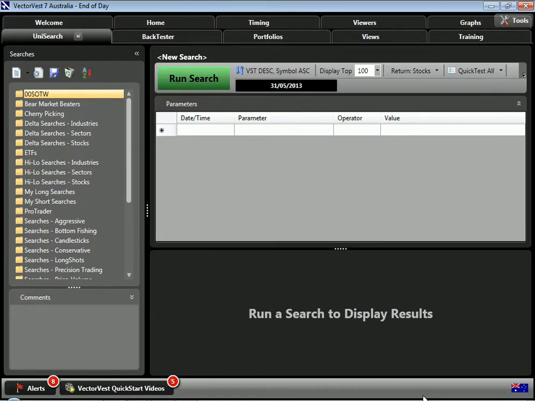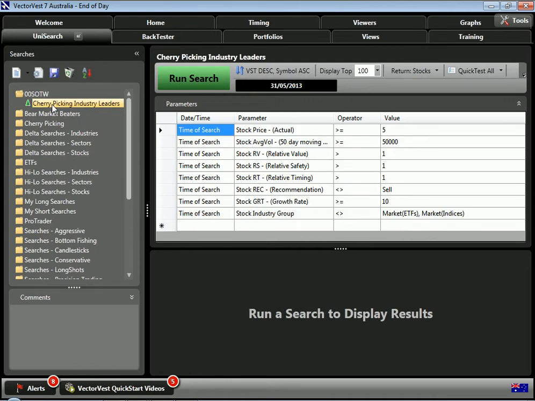Here we are in Unisearch, and I've created a Strategy of the Week group at the top of the list. I've pre-built, in the interest of saving time, the base parameters of Kevin's search criteria. So let's quickly review. Here we have the stock's actual price needs to be greater than or equal to 5. Average volume greater than or equal to 50,000 shares. RV, RS, and RT all greater than 1. Stock recommendation is not a sell, which means it has to be a buy or hold. Stock growth rate is greater than or equal to 10%. And the industry group is not market ETFs or indices.